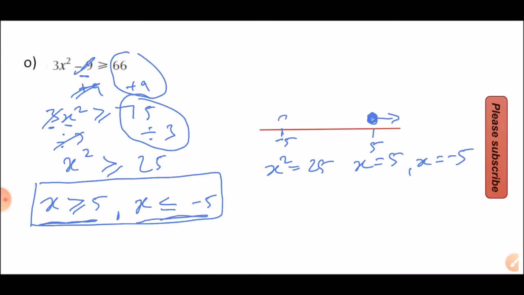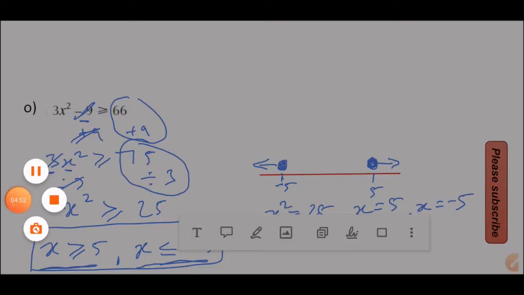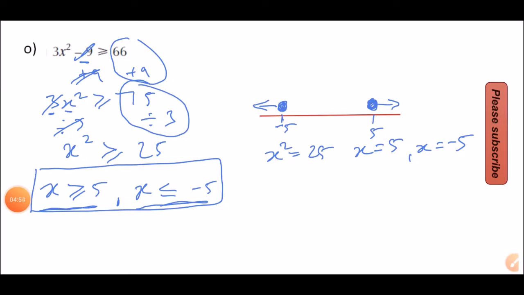So we have to shade it in with the equal sign, and it's less than minus 5, so the arrow goes this way. Just compare what we've done here with question O to the previous question, question N. Now if you just understand these two questions, hopefully pretty much everything else should be easier.